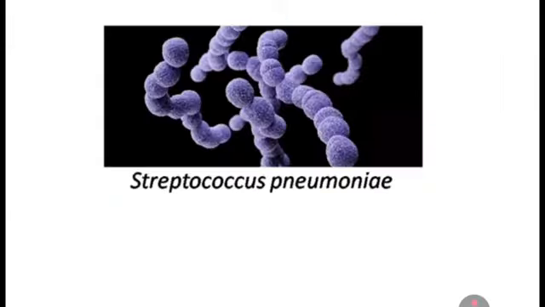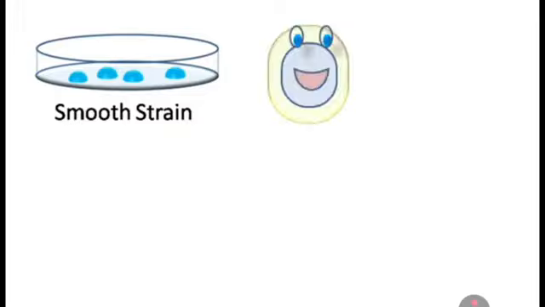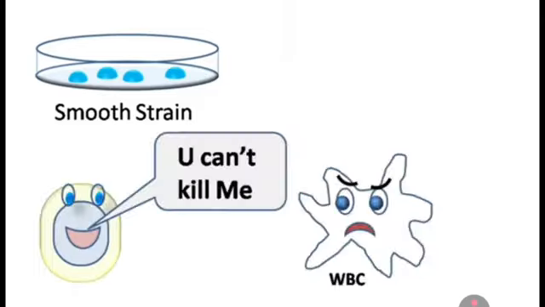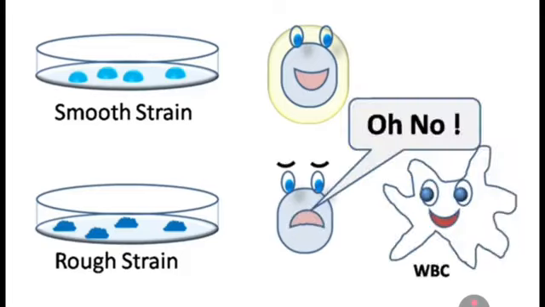Griffith experiment. Griffith in the year 1928 was working on a bacterium known as Streptococcus pneumoniae. Streptococcus pneumoniae has two types of strain, the smooth strain and the rough strain. Cells of the smooth strain have a protective layer known as the capsule, which protects the cells against the immune system. This makes the smooth strain highly pathogenic. The rough strain lacks a capsule. Hence, the immune system can easily kill the rough strain.